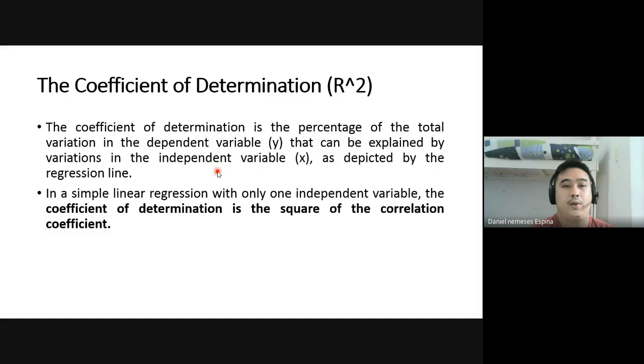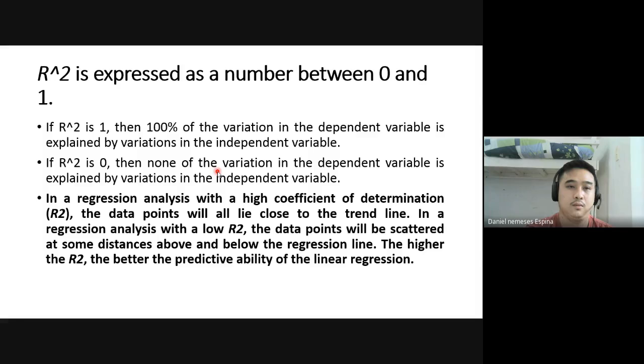So, okay, I will explain that later. So in a simple linear regression with only one independent variable, the coefficient of determination is the square of the correlation coefficient.